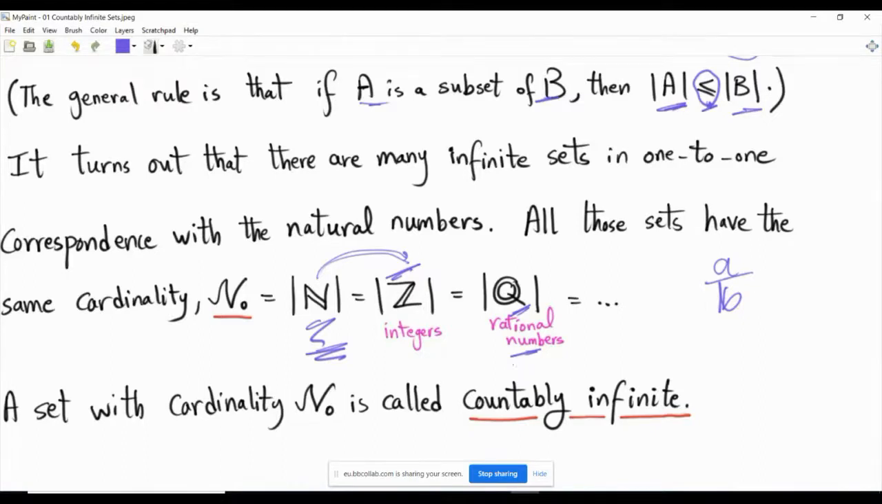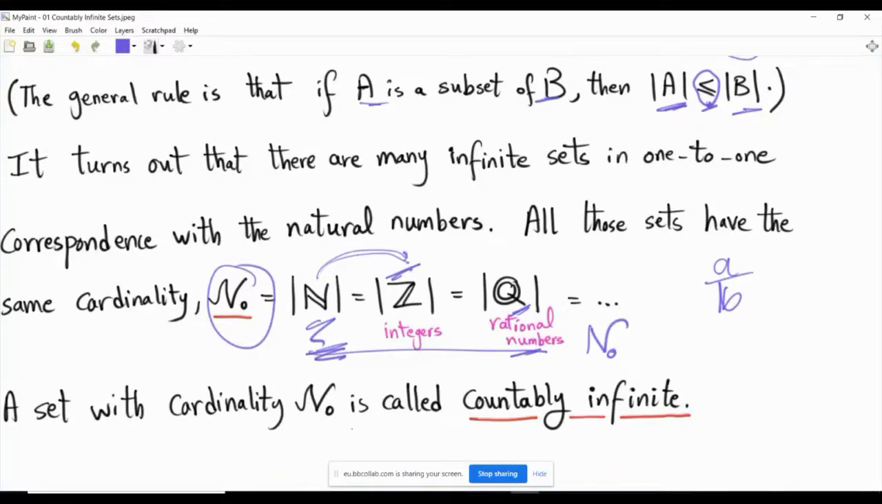And this will be important when we talk about things like random variables and so on. So all those sets have the same cardinality. We do not need to go into how to actually find the one-to-one correspondence between each pair of these sets, but we will take this for granted. The cardinality of the natural numbers, and of the sets that can be put into one-to-one correspondence with the natural numbers, is denoted by Aleph naught. It is a funny N with a zero subscript.